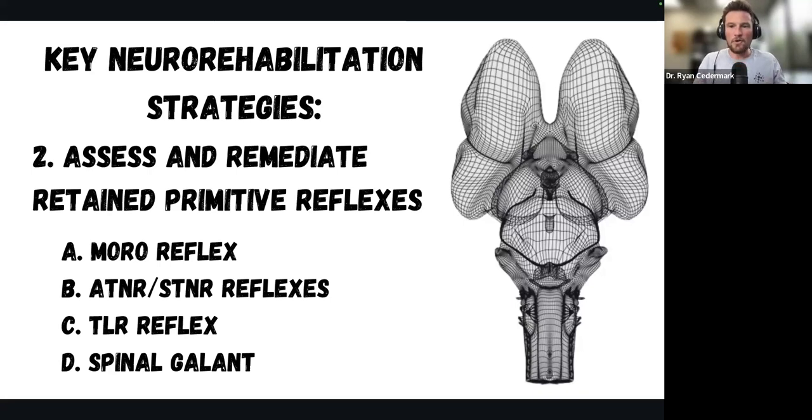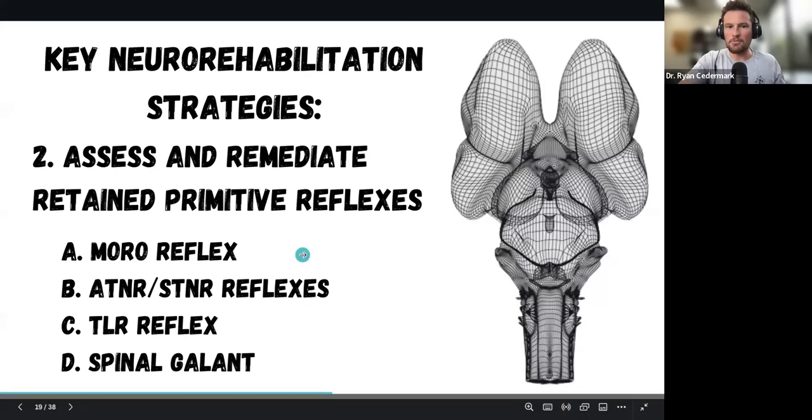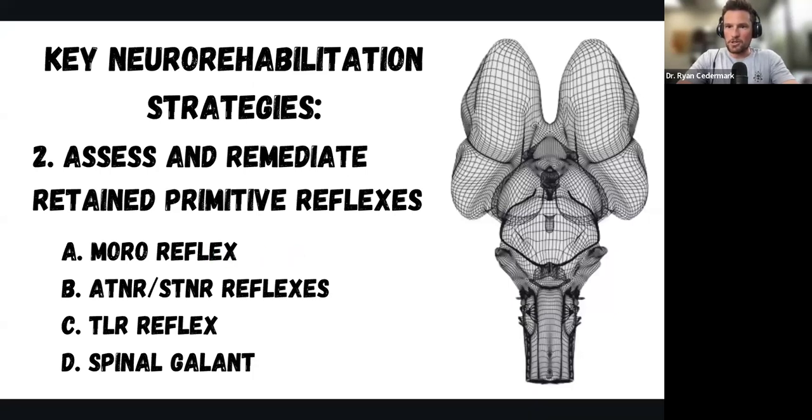Again, our focus is on the foundation of the nervous system. Primitive reflexes, if you're not familiar with them, let's just go into them real quick. The ones I'm going to talk about, based on a research paper, are the Moro reflex, ATNR, STNR, the TLR, the tonic labyrinthine reflex, and the spinal Galant reflex.